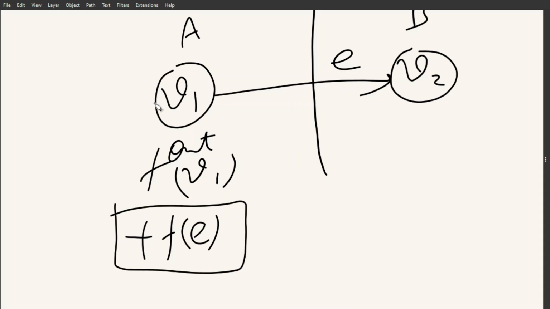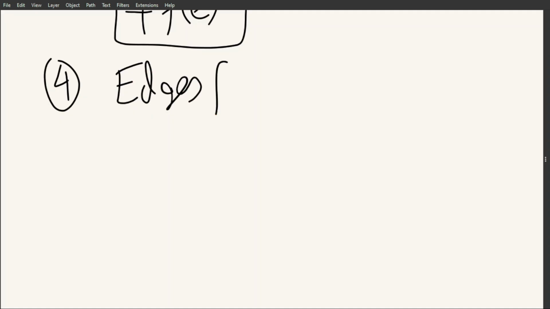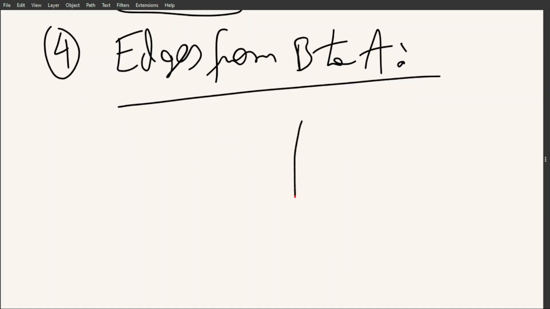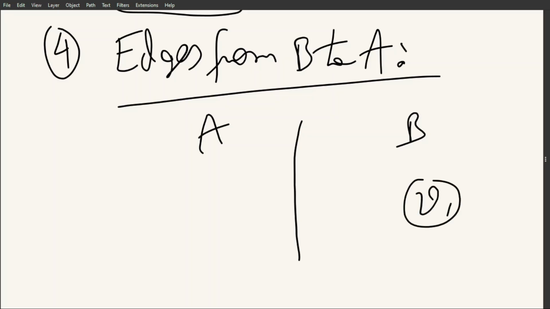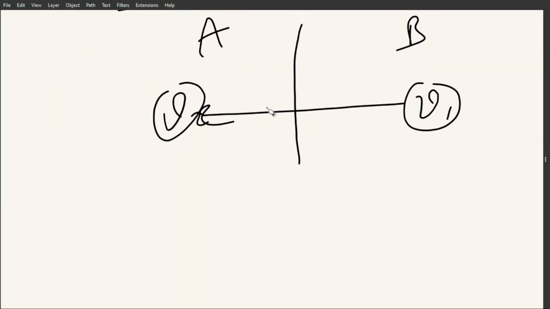Now similarly consider the last possibility, which is just the reverse: edges from B to A. This is just the opposite. We have the cut A and B, this is the boundary, and an edge from V1 to V2. Now here we have the contribution of F in of V2 in the third summation. Because F in has a negative sign, the contribution here is minus Fe.